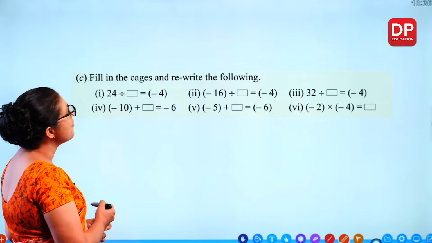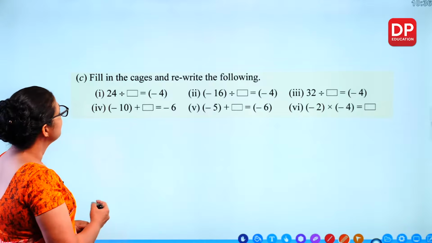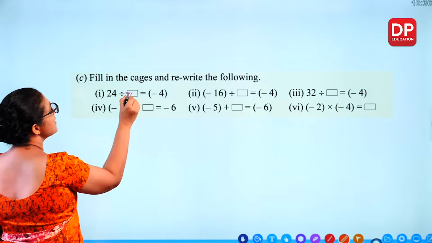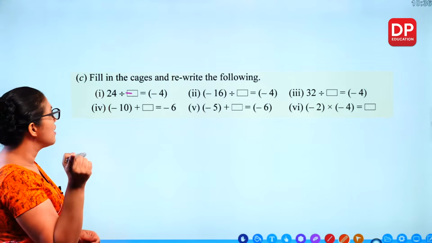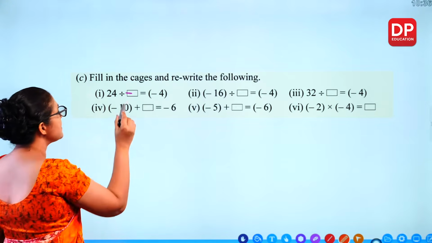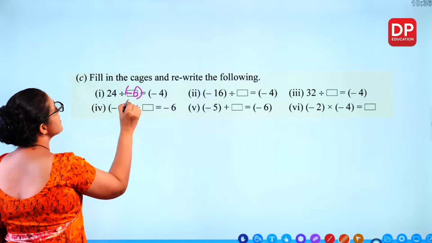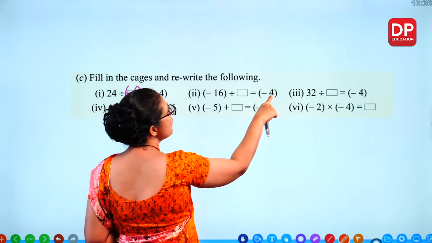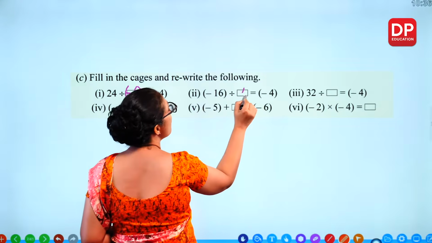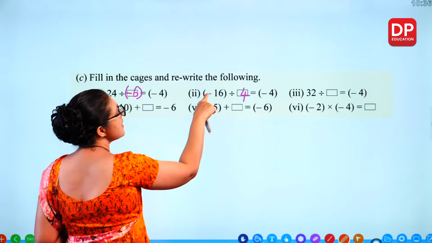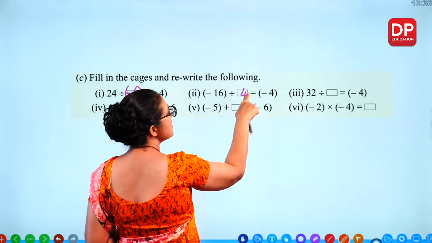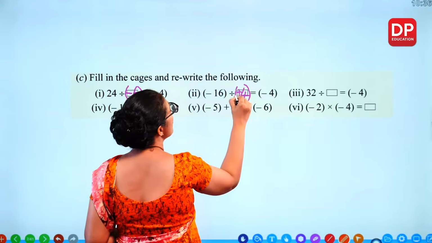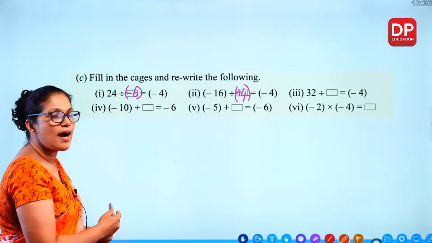Fill in the cages and rewrite the following. Now the answer is minus. So here positive, that means this should be a negative value. How do you get 4? 24 divided by 6. So minus 6 is the answer. The answer is 4. 16 divided by 4 is 4. But 1 is negative and this should be positive to get the minus answer. So this is positive, because positive and negative, you get the answer negative.